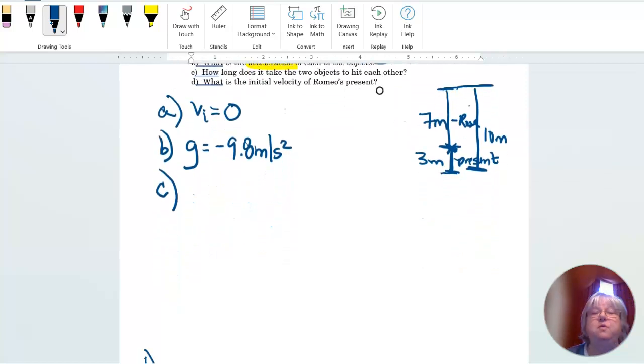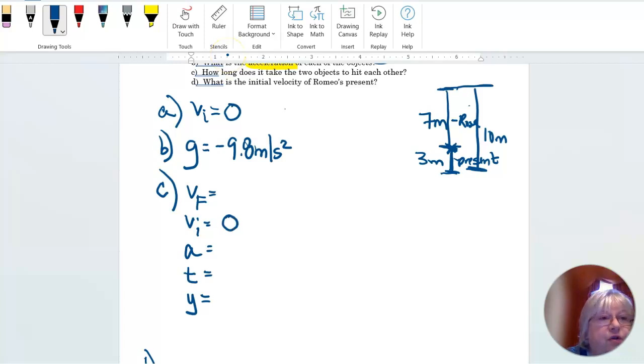How long does it take the two objects to hit each other? There's not a lot that I know about Romeo's present, but I do know a bunch of things about Juliet's rose. I know that the rose is going to fall for 7 meters. And that's all I need to know to solve this. So I'm not going to think about the present at all. I'm just going to list VF, VI, A, T, and Y. Why? Because, well, we're in free fall.